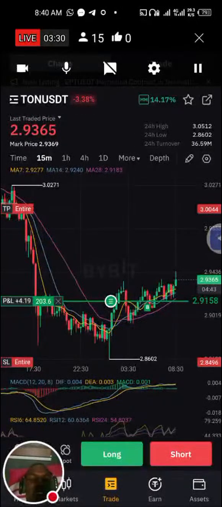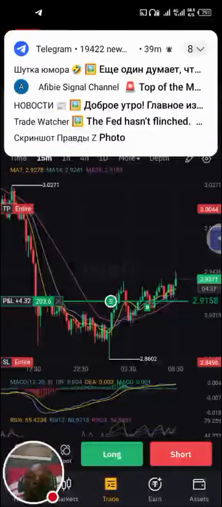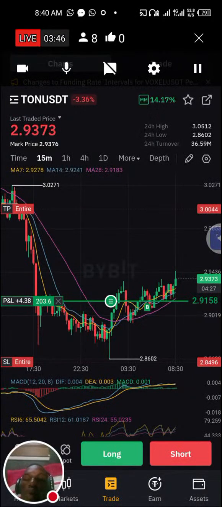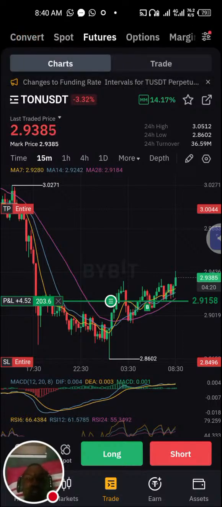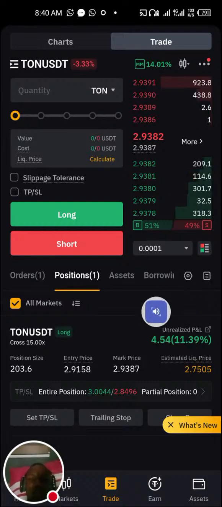So if you are here this morning and you want to trade, go right now and long TON/USDT, whether on Binance, on Bybit, on Gate. Go and long TON. I'm already on this trade, I'm already on profit, right? You can see it right here. I'm already on 11% profit.